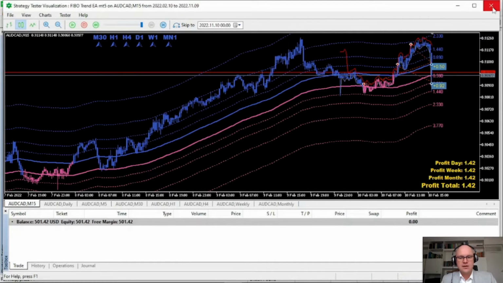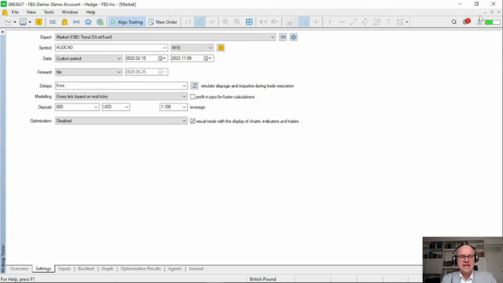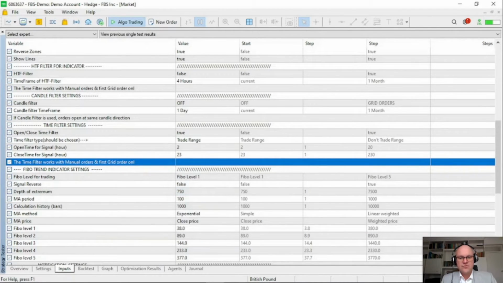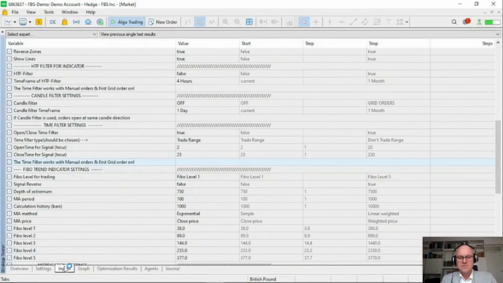Next, we are going to take a look at the complete strategy test and the settings and graph so that we can see how it does on a deposit of 500 over the selected period. So everything has been set to default, and let's run our graph.